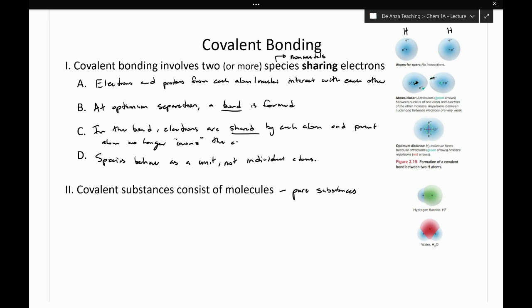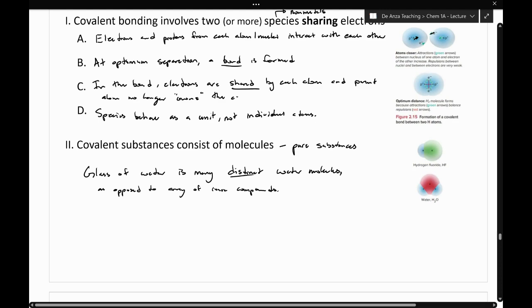But with covalent substances, you have distinct water molecules. So a glass of water is many distinct water molecules. And this is as opposed to the array of ionic compounds. We can still say that sodium chloride is a pure substance. It's a sodium chloride unit. But it's not distinct water molecules; it's this whole lattice of sodium and chlorine ions together. So this is what chemical bonding looks like, a sharing of electrons.